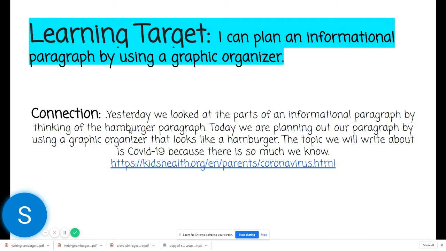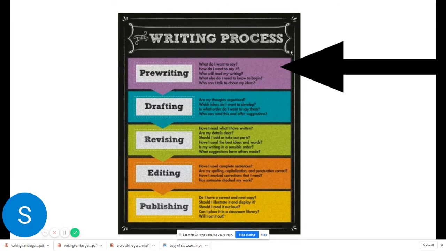The topic we will write about is COVID-19 because there's so much we already know. And we know in informational writing, we're giving lots of facts. So it has to be about something we know a lot about. We are in the pre-writing stage of the writing process. The reason why we're in the pre-writing stage is because we're still organizing our ideas. We're just making an outline. We're not really drafting yet.